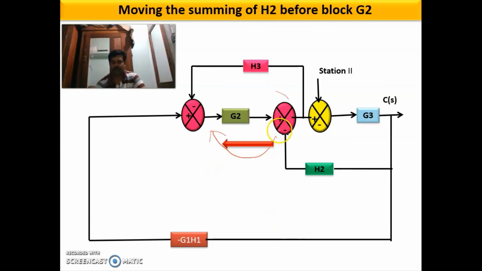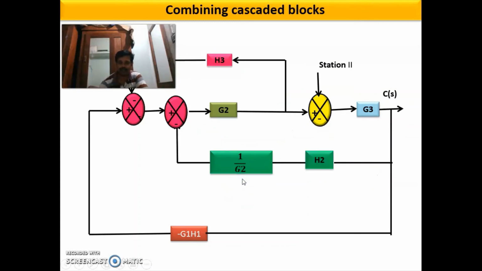after moving this summing point before this block, you have to multiply this H2 by 1 by G2. We can see in the next animation. So we are multiplying it by 1 by G2. Okay. Now you are interchanging these two. Similarly, these two blocks are in cascade. These two can be combined into one block.